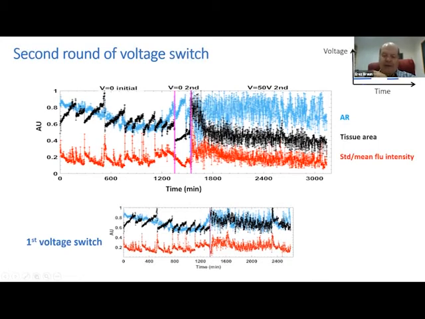Okay, so there are three measures. Again, standard deviation over the mean, the spatial variation of the tissue at every given time point, the tissue area, and the aspect ratio. You can compare this and this. You see that voltage increase changed the dynamics. And again, because of adaptation, I have to go to higher voltages to take the system in reverse and hold it at the edge of regeneration.